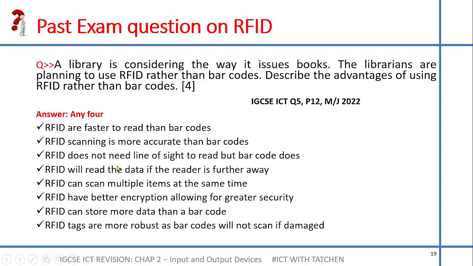So you can always read over this. I don't need to go over that. Let me talk about 2 or 3 points. RFIDs are faster to read than barcodes. That's true. You can even read it from a distance. RFID scanning is more accurate than barcodes. That's also true. RFID does not need line of sight to read, but barcodes do. As I just said, you can read from a distance. That's an advantage.